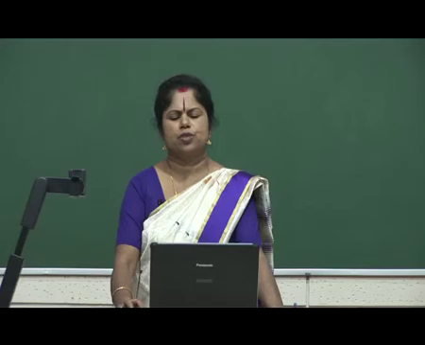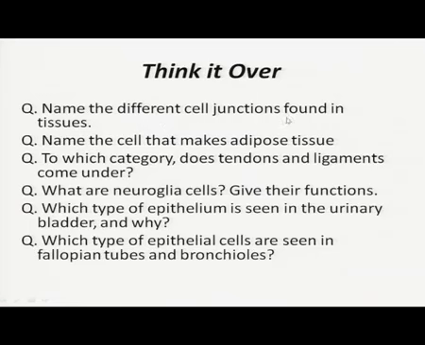Now think over some of these questions. Name the different cell junctions found in tissues. Name the cells that make adipose tissue. To which category do tendons and ligaments come under? What are neuroglia cells? Give their functions. Which type of epithelium is seen in the urinary bladder and why? Which type of epithelial cells are seen in the fallopian tubes and bronchioles?